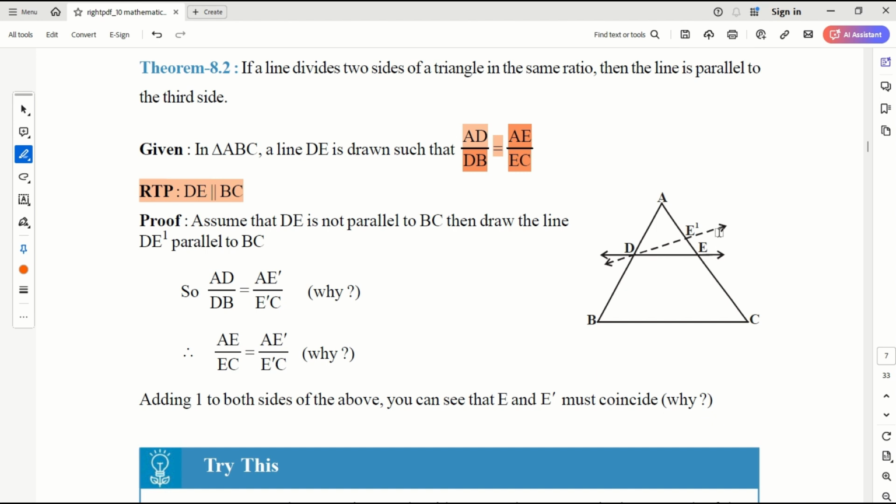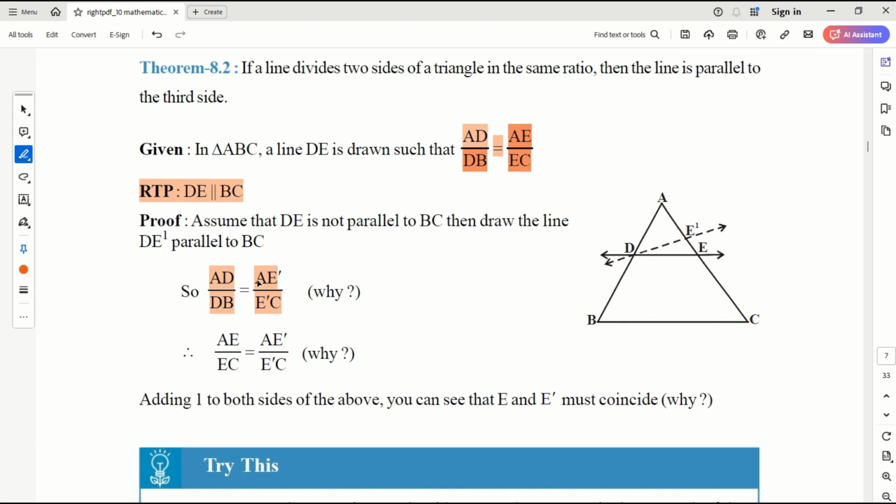Now according to the previous theorem, if you draw a line parallel to one side of the triangle, then it cuts the other two sides in the same proportion. Correct? That means AD by DB equal to AE dash by E dash C. As per the previous theorem, this is correct. Now, AE by EC is equal to AE dash by E dash C. Why is this? Because it is given, AE by EC is nothing but AD by DB.